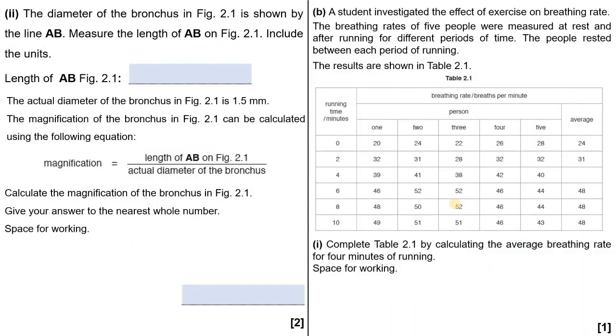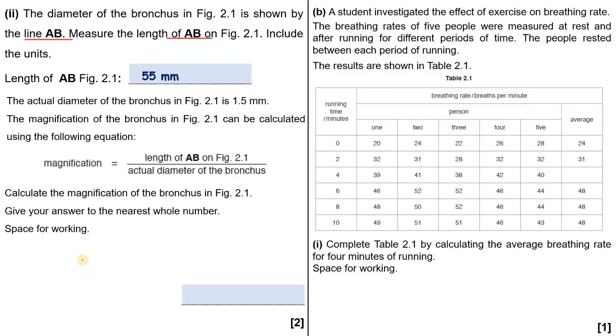Next, the diameter of the bronchus in figure 2.1 is shown by the line AB. Measure the length of AB on figure 2.1. Include the units. So you need to measure the length of AB given in the earlier image 2.1. When we measure the length, we get about 55 mm. The actual diameter of the bronchus in figure 2.1 is 1.5 mm.